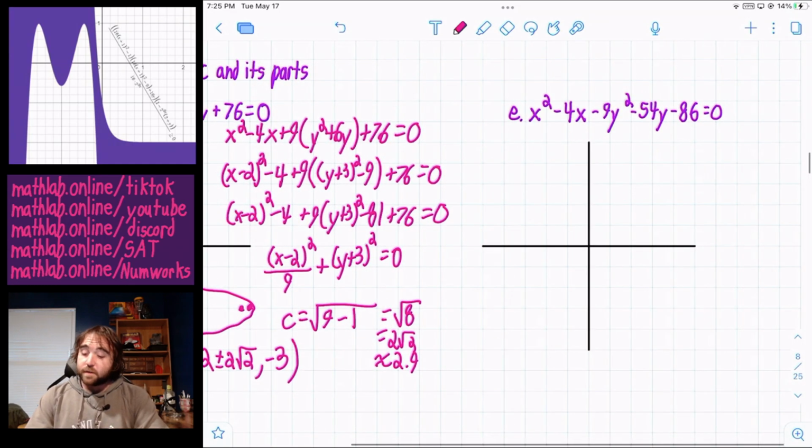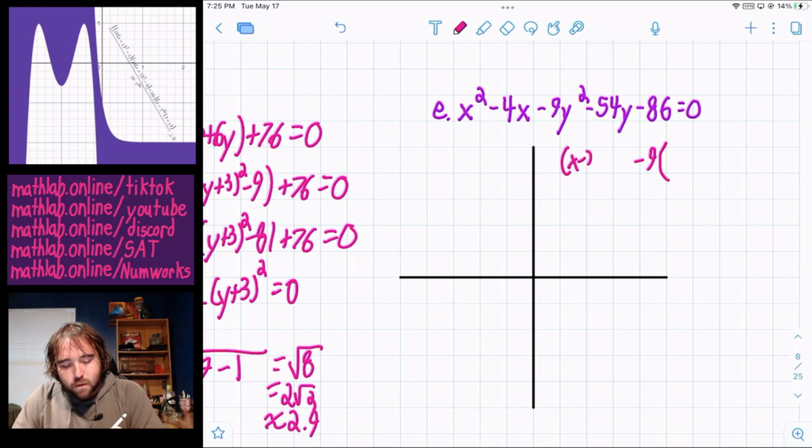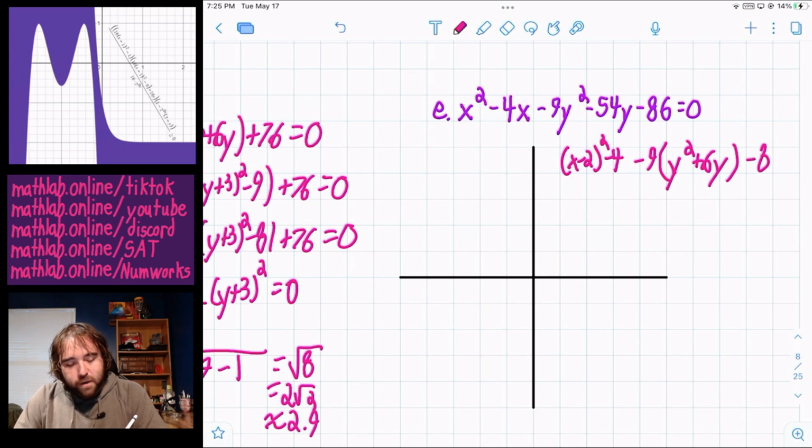So let's see, the next one's very similar, but it's a hyperbola. So things are going to go similar, except we're factoring out a negative 9. I'll go ahead and complete the square here. We're going to factor out a negative 9. So y squared plus 6y minus 86 equals 0. And then complete the square. Minus 9.